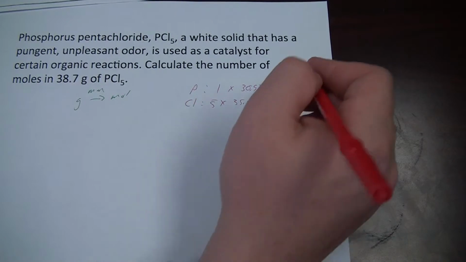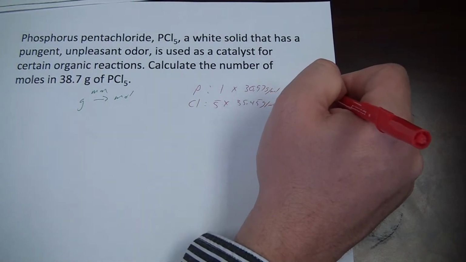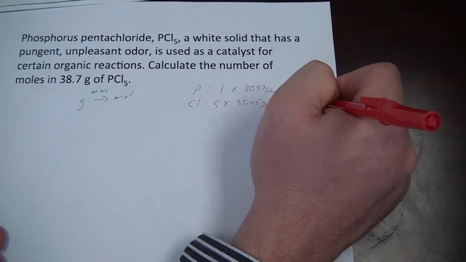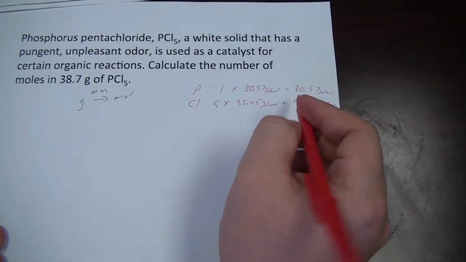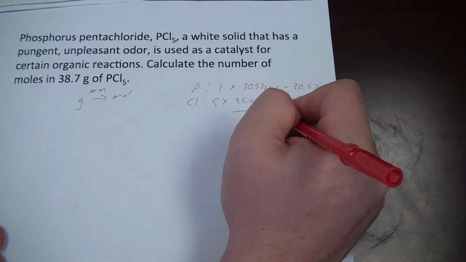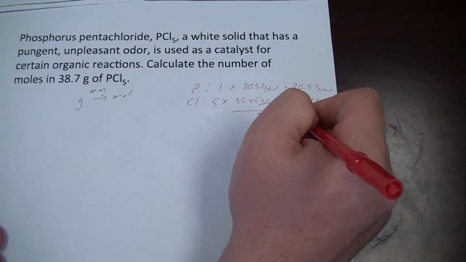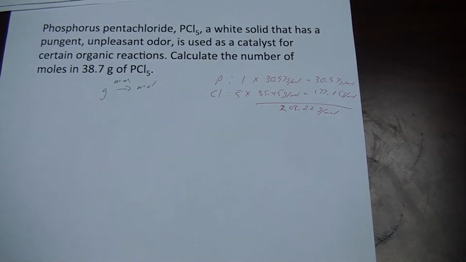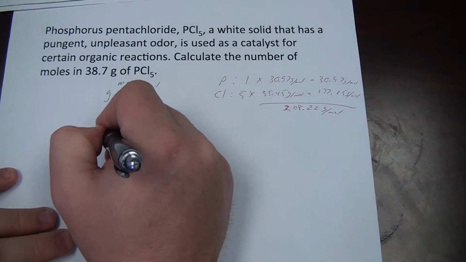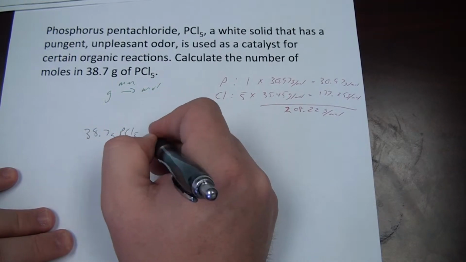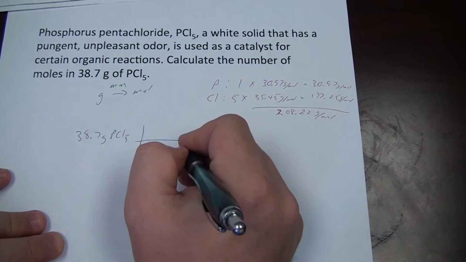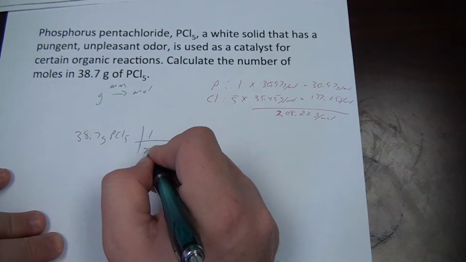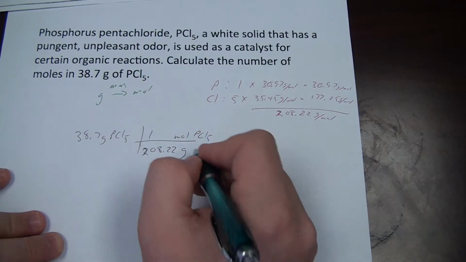Work that out, we end up with 177.25 grams per mole for the chlorine. Add those together, 208.22 grams per mole. Right, now we have grams here, so 38.7 grams PCl5. We want to get rid of the grams, left with moles. So for every 1 mole of PCl5, that has a mass of 208.22 grams.